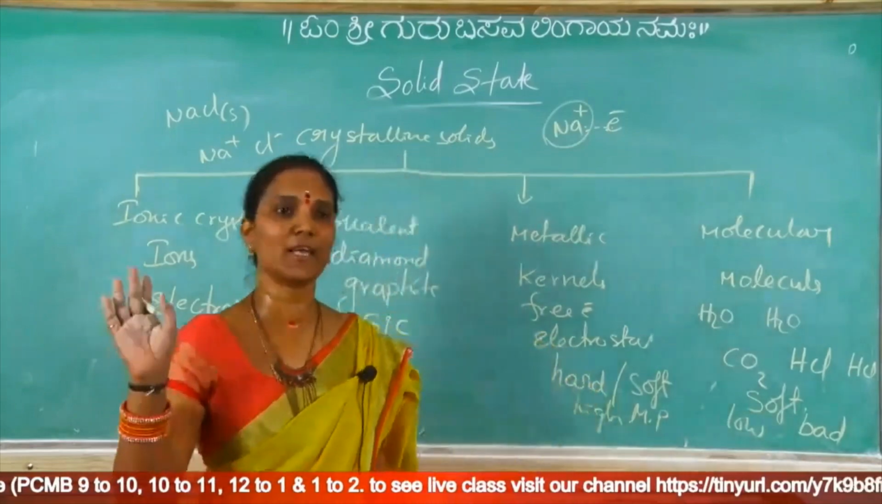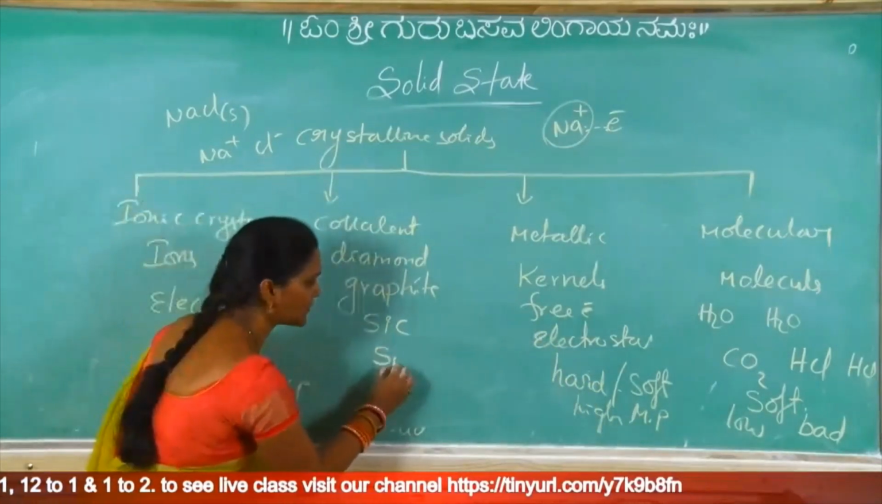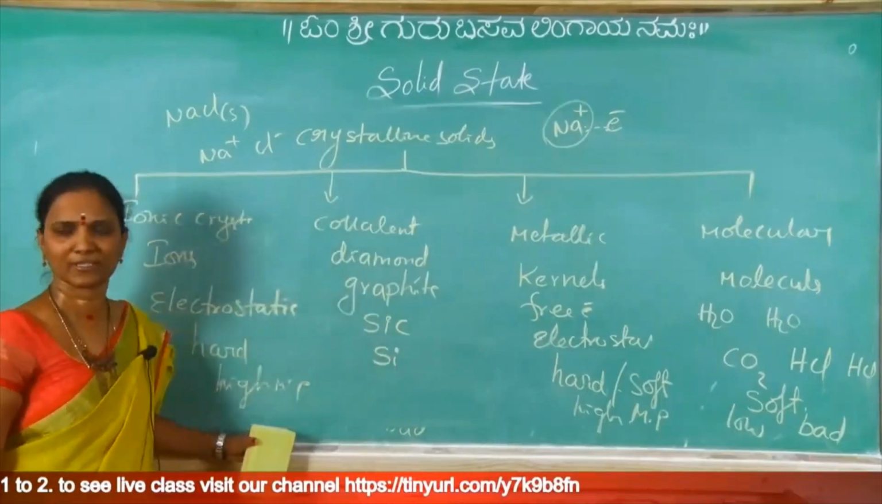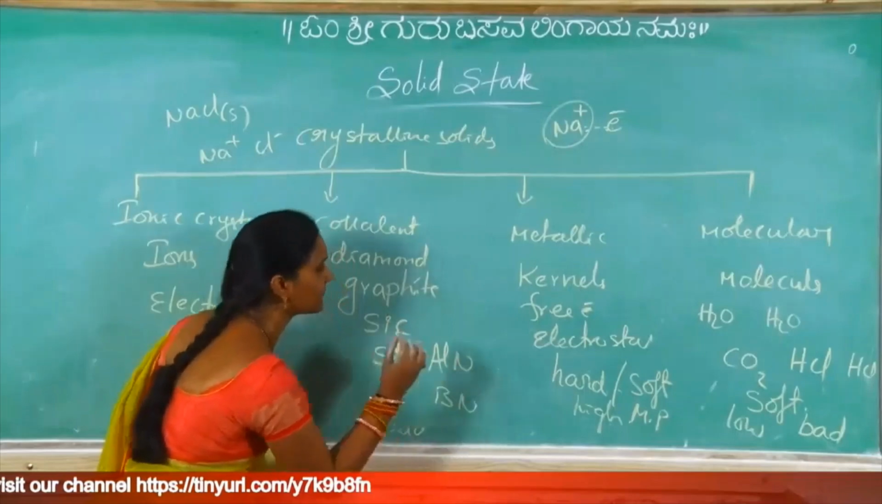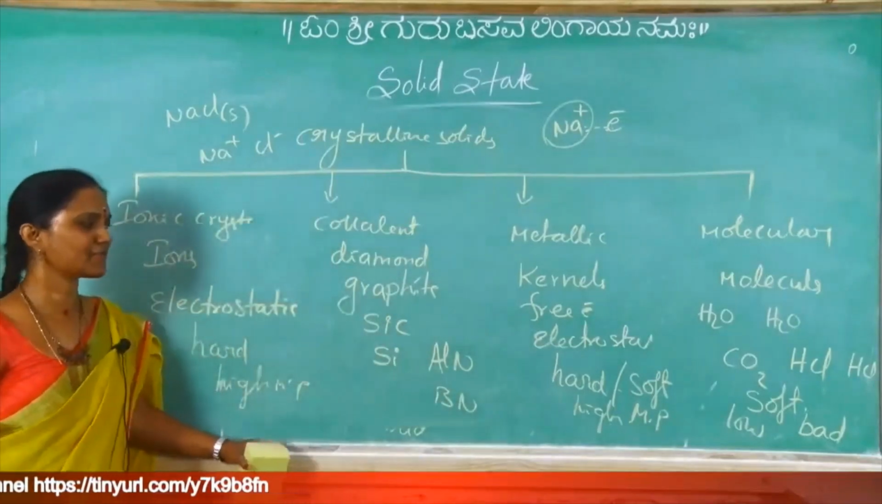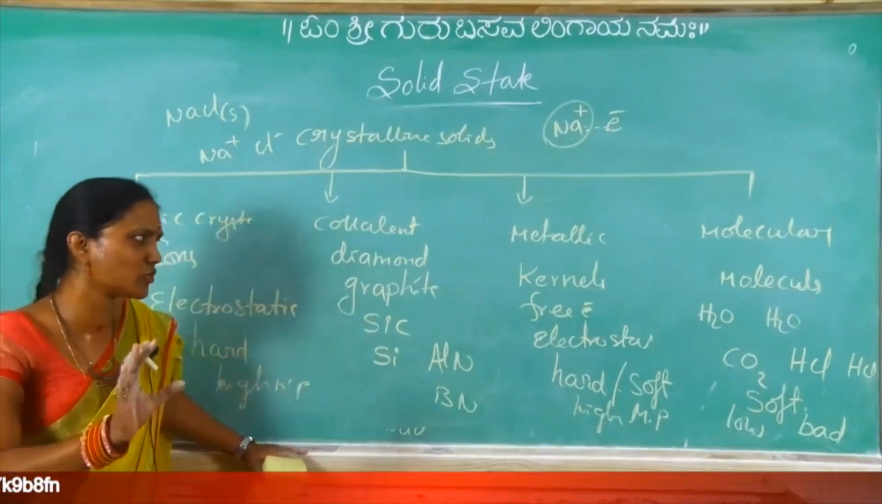Don't confuse, that is Al2O3. This is carborundum, silicon carbide. And silicon, this silicon given, it is also covalent. And aluminum nitride, boron nitride. Okay, these are examples for covalent crystals. These are repeated examples. At least these examples you should remember.